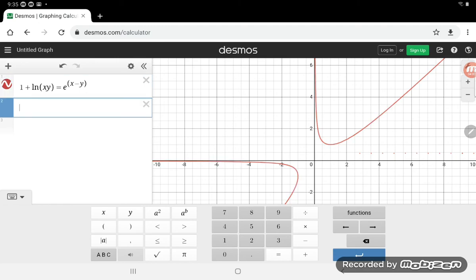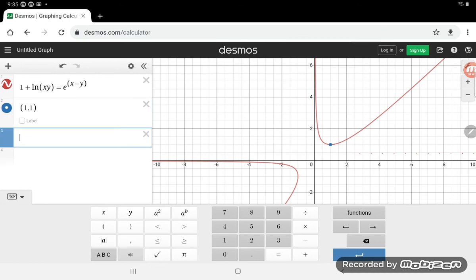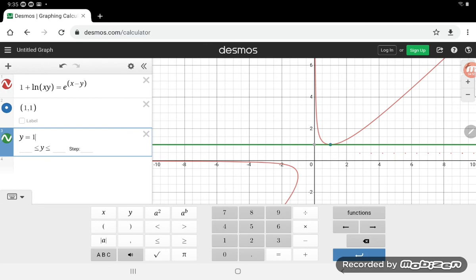And it says, hey, plot the point (1, 1), so I can do that. 1 comma 1, and so there's our point, and certainly it does look like the line y equals 1 is the tangent line, and sure enough, there we go. And that is exercise 66.